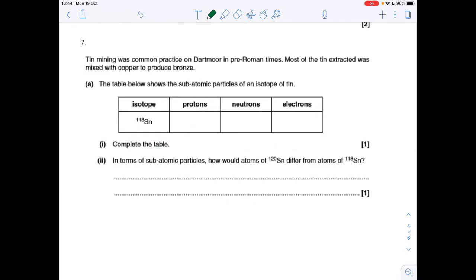Question 7, similar sort of question to what we've seen before. Complete the table for protons, neutrons and electrons for this isotope of tin. So we'll go to the periodic table and we get tin has an atomic number of 50, so it's got 50 protons. There's no charge on it, so it's 50 electrons. And 118 minus 50 gives us the neutron number 68. And the second part of the question, in terms of subatomic particles, so protons, neutrons and electrons, how would those two isotopes differ? So the 120 isotope of tin has two more neutrons than the 118 isotope.